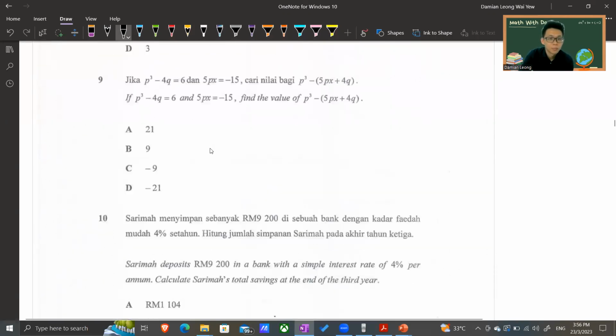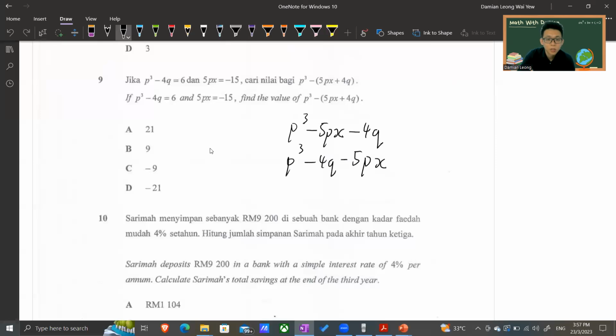Question 9. p cubed minus 4q equals 6, 5px equals negative 15. I want to find the value of p cubed minus bracket 5px plus 4q, sorry. So expand this. It's minus 5px, and a different sign, minus 4q. So if I rearrange this, p cubed minus 4q minus 5px.